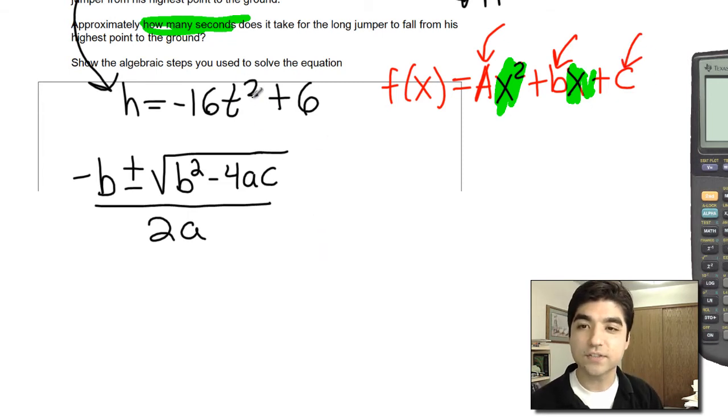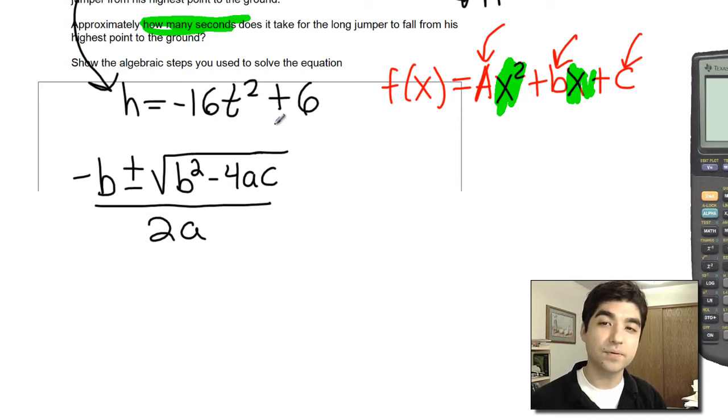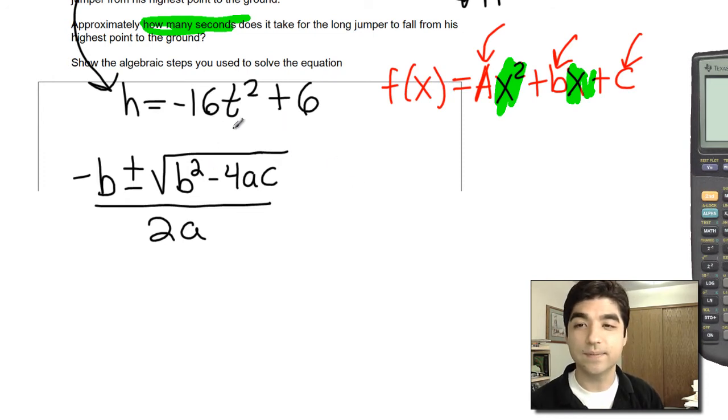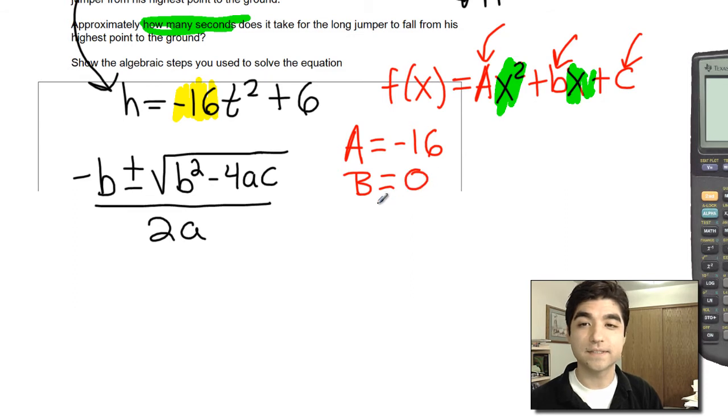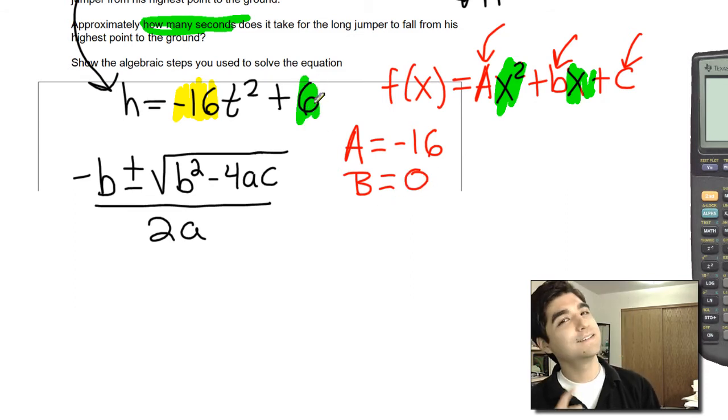Okay, in our equation, look, there's something funky. You have a t squared, but you have no t by itself. So we actually don't have any b, but we do have an a. So this negative 16, that's going to be your a. So a equals negative 16. And then b, remember we have no b, so that equals 0. And then c equals 6.